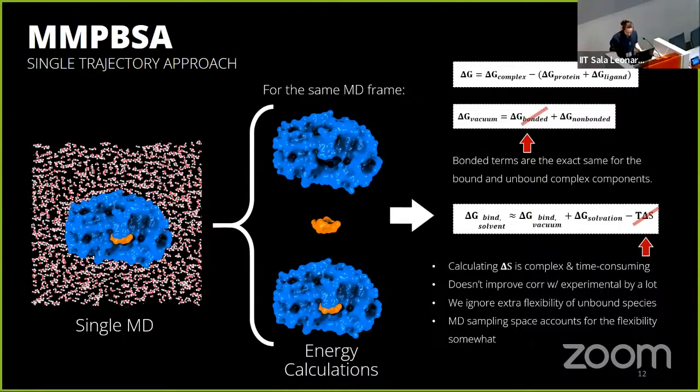As for the entropy, calculating the entropy is very heavy, and it doesn't improve the correlations with experimental energies very much. So although it's not realistic to say they cancel out, we're basically only ignoring the extra flexibility the unbound species might have over the bound complex. And for protein aggregation, we hope this isn't very substantial, of course. And we're getting the flexibility somewhat, although not very, accounted for in the MD sampling space.